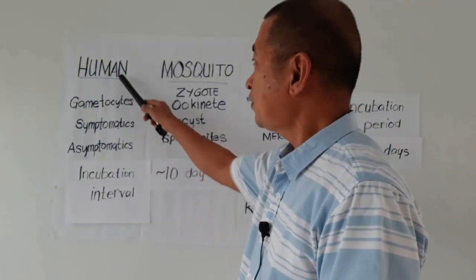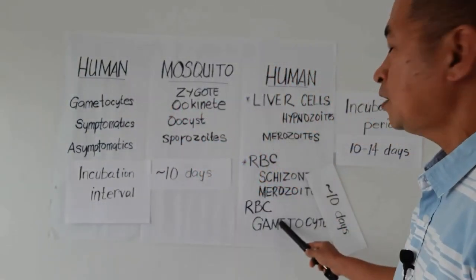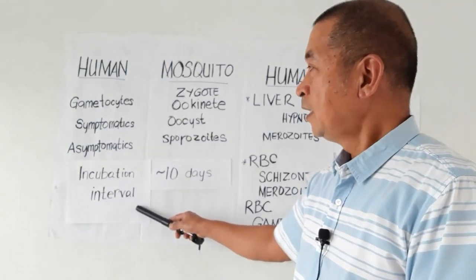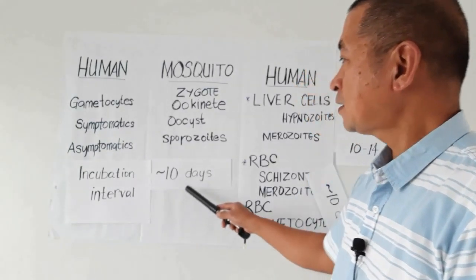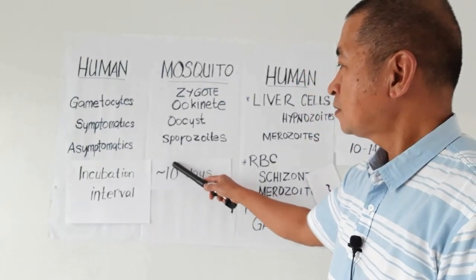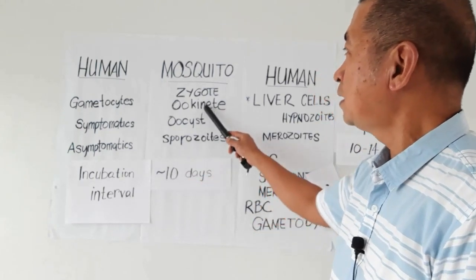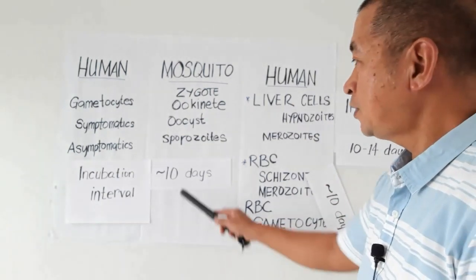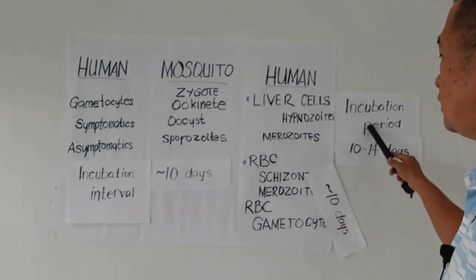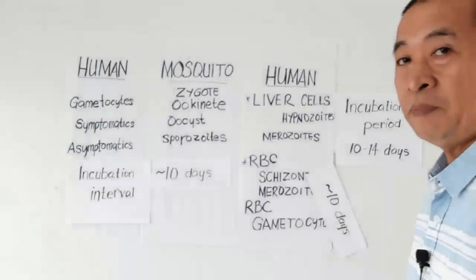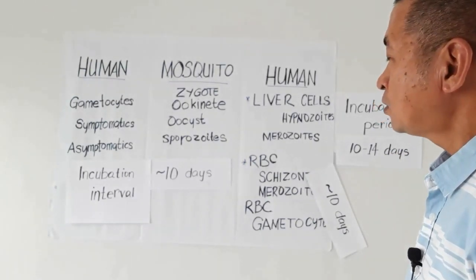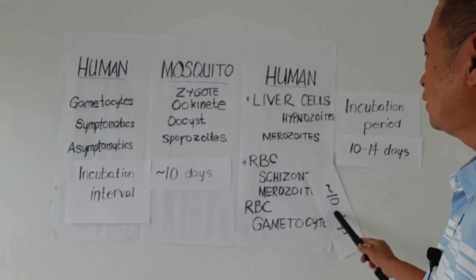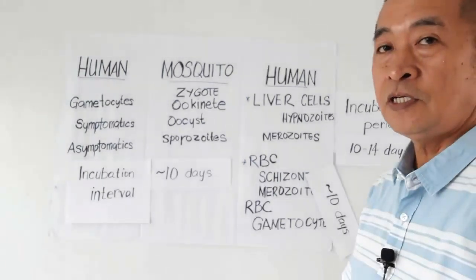From the gametocytes of the first human to the gametocytes of the secondary victim is called the incubation interval. The incubation interval covers the period inside the mosquito and in the human, and it is around 1 month. So 10 days here, 10 to 14 days here, and 10 days for development of gametocytes. So it's 10 plus 14, 24, plus 10, it's about 34.